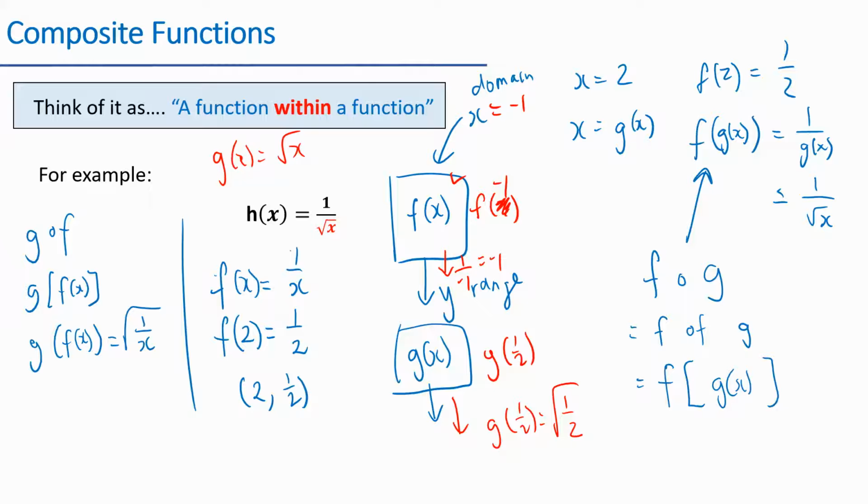But the problem is, if you take the range of this, which is the y value, negative 1, if you put it into g of x now, you will not have g of half, but you have g of negative 1, which actually means you are doing the square root of negative 1, and what's the problem there? No solutions, undefined. So that means this composite function cannot have a domain of negative 1.